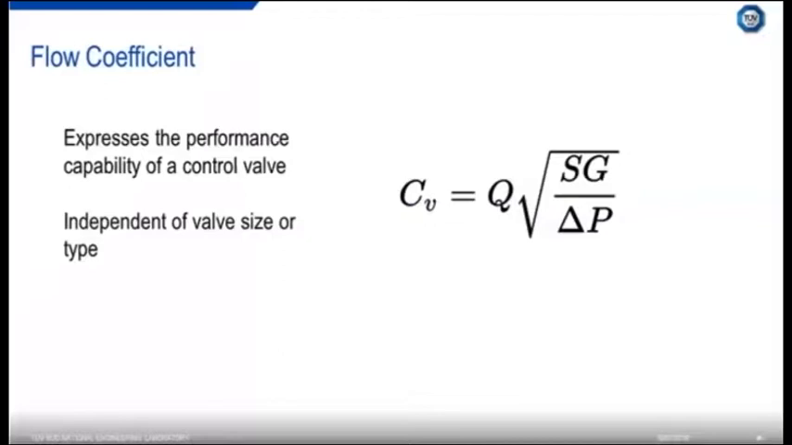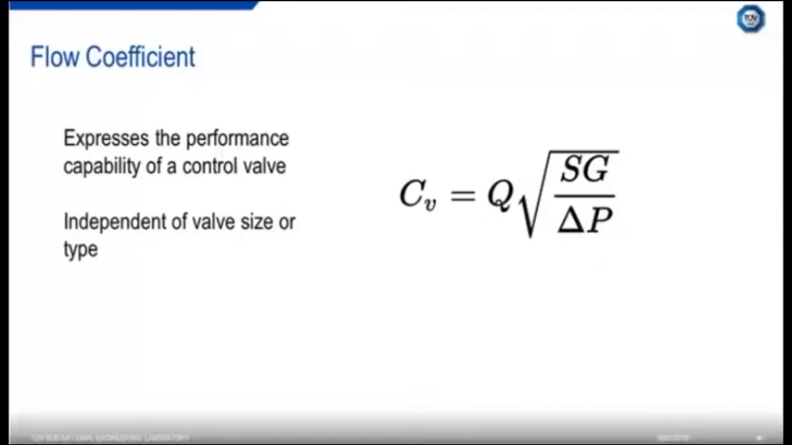So Q is your flow rate, SG is your specific gravity of your fluid. You can simplify that to 1 if you're using water. And delta P is the differential pressure across the valve. Now, although CV normally appears in literature and brochures without units, it's not actually a dimensionless coefficient.